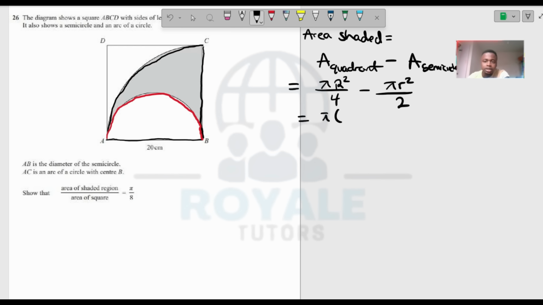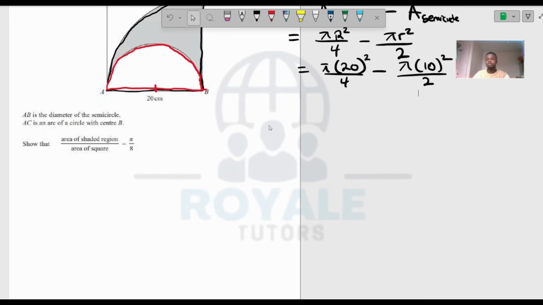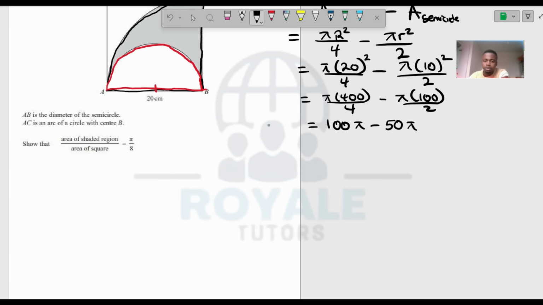So I have pi. The radius of the quadrant is 20, while the radius of the semicircle is going to be 20 divided by 2. 20 is the diameter of the semicircle. You can see that here. This is the diameter of the semicircle. That's 20, so half of it will be 10. If we continue with this, it should give you pi times 400 over 4 minus pi times 100 over 2. That gives 100 pi minus 50 pi, which gives us 50 pi.